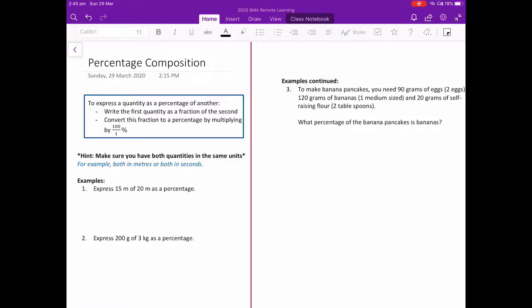Today we're going to have a look at percentage composition. So here we're going to look at one quantity as a percentage of another quantity or an overall quantity. So let's have a look at how we do this.